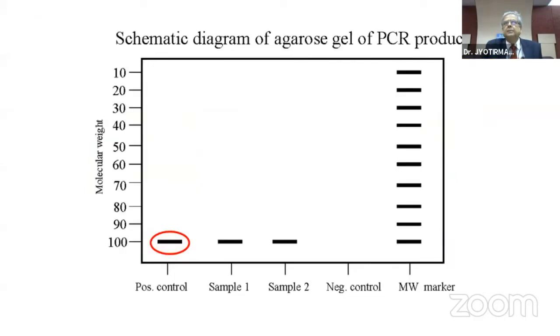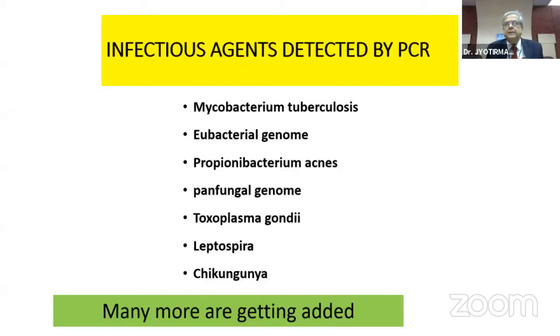And this has got inbuilt positive control and negative control. So it detects with a high degree of sensitivity and specificity. So various infectious agents can be detected by PCR. It includes a host of bacteria, fungus, or viruses. Many more are getting added every day.